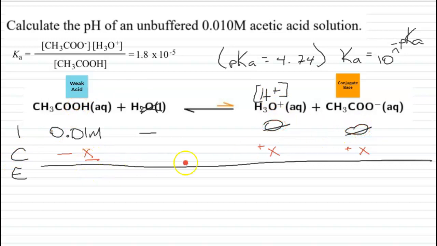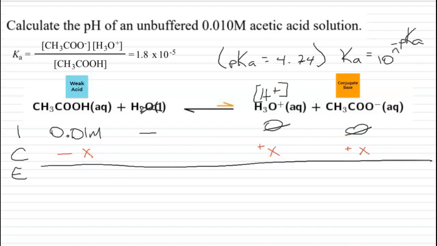I know that these are all X because for every 1 mole of the acetic acid, I will produce 1 mole of hydronium or hydrogen ions, and I will form 1 mole of acetate or ethanoate ions. That's why all of those are X.